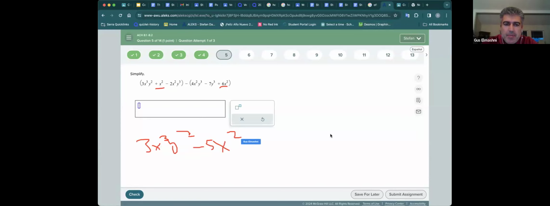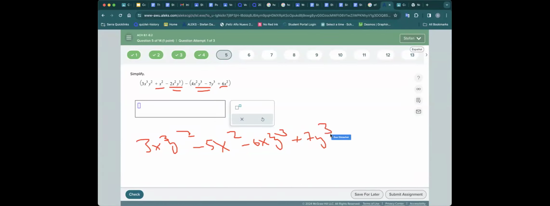I do see 2x squared y cubed. It's negative 2 and negative 4, so it's negative 6. And then lastly, you see a negative 7y cubed, but another negative makes it a double negative, so it's plus 7y cubed. And that's it. That's all you do.